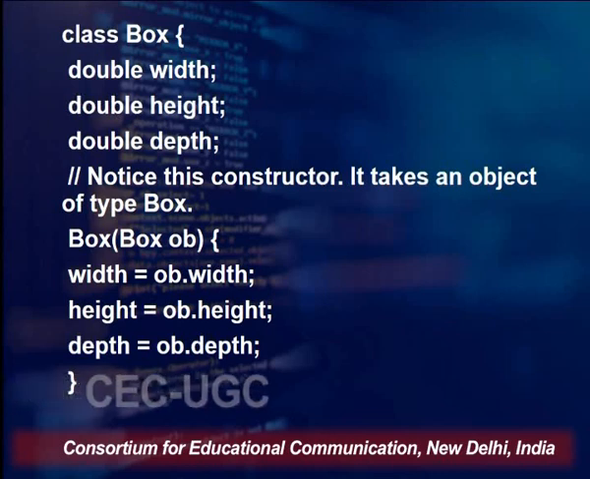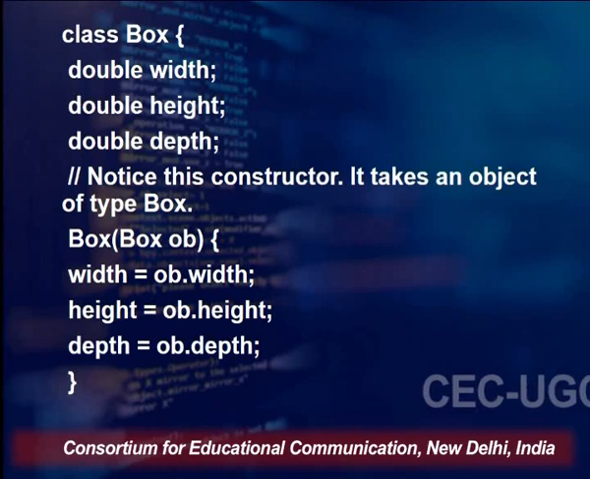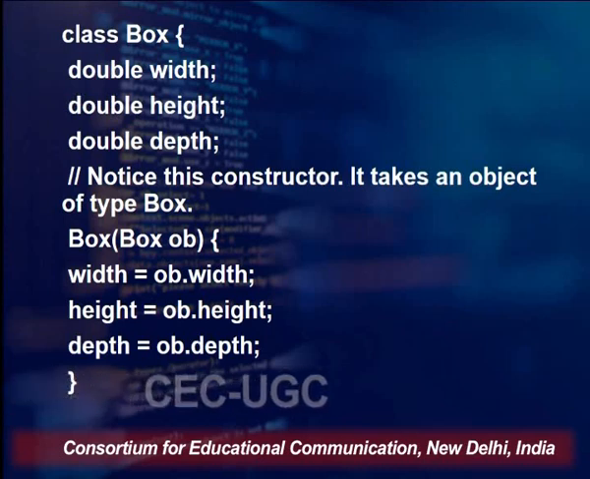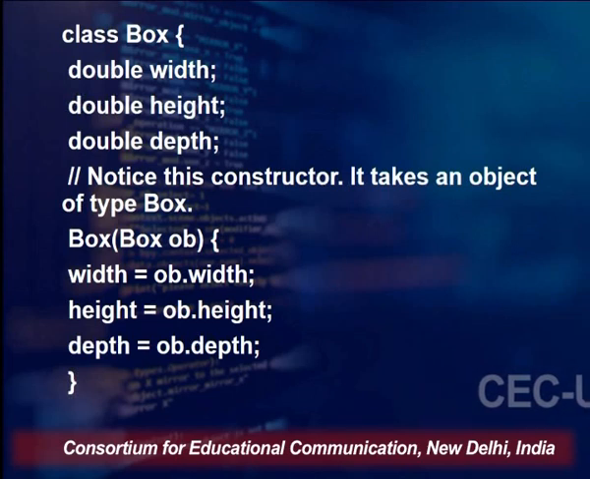So please see it very carefully. Box is the name of the constructor, and within the parenthesis we have written Box and OB. So OB is actually the reference type of the class Box, or simply we can say it is the object of the type Box. So the constructor is taking an object of the type Box.